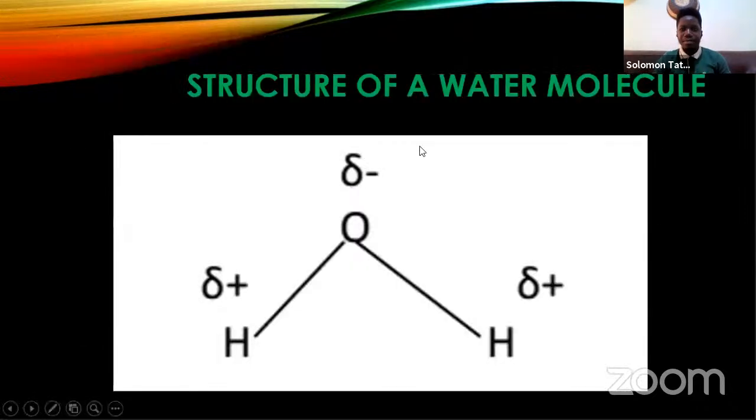Okay. So the other example here in the structure of water is, as we can see, we have positive charges on hydrogen and a negative charge on oxygen. These are partial charges. They are not permanent. They are partial charges just to help in dissolving.